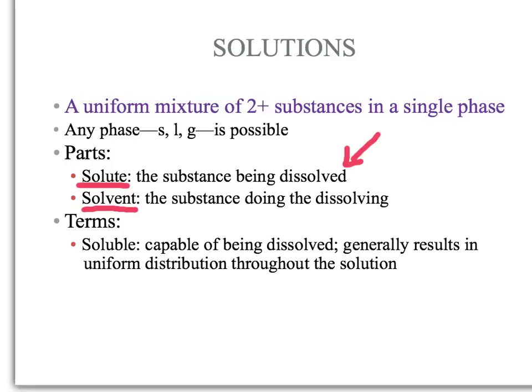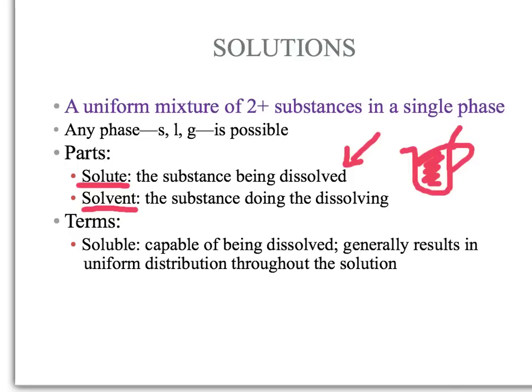So in our example from the previous page where we had Kool-Aid, for example, we've got our picture of Kool-Aid, and so in this case our solvent would be water and our solute would be the Kool-Aid flavoring. There's less of the Kool-Aid mix than compared to the water overall.